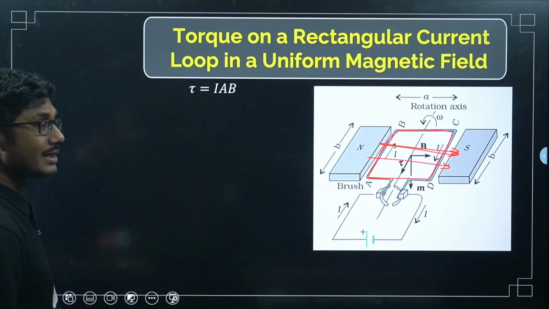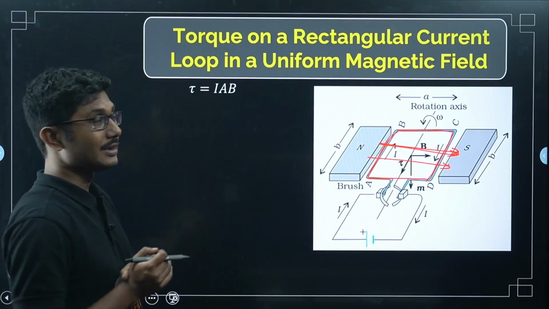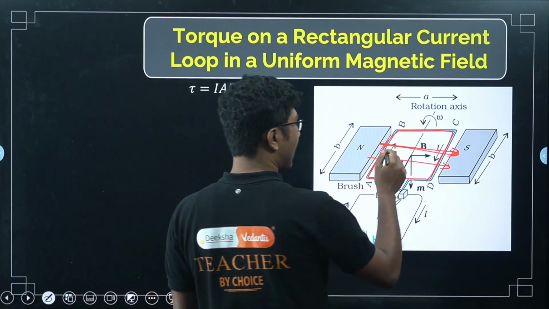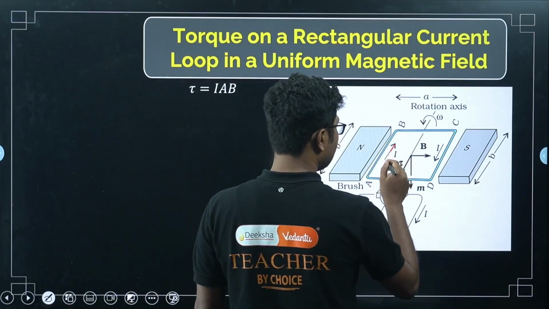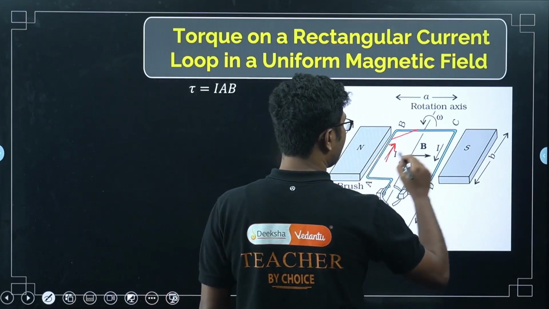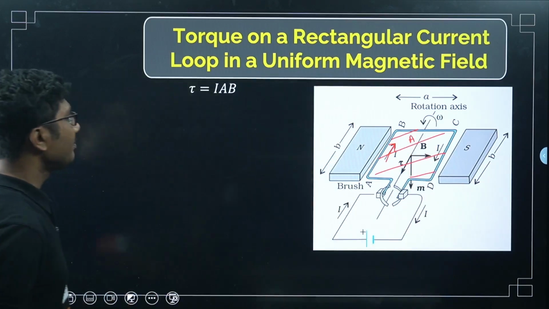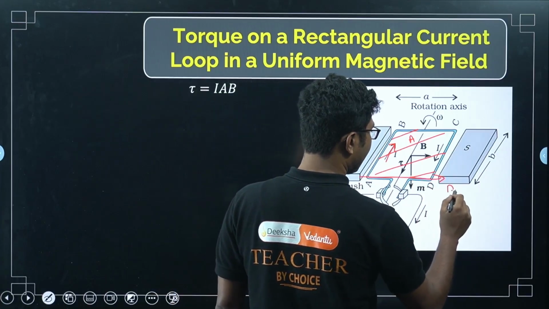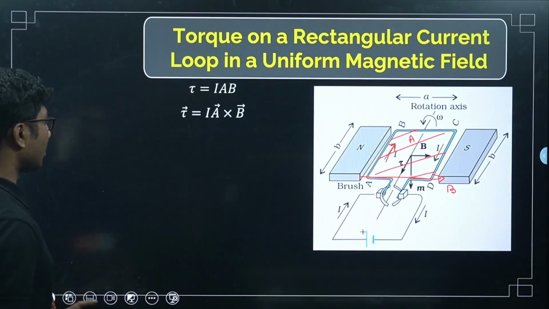The torque is given by I times A times B. What are all these terms? I is the current in any one of the wires. Suppose current I is flowing here, then you can say this is the current I. What is A? A is the surface area of the loop, and B is the already present magnetic field, which is between north and south. That is the formula for the torque.